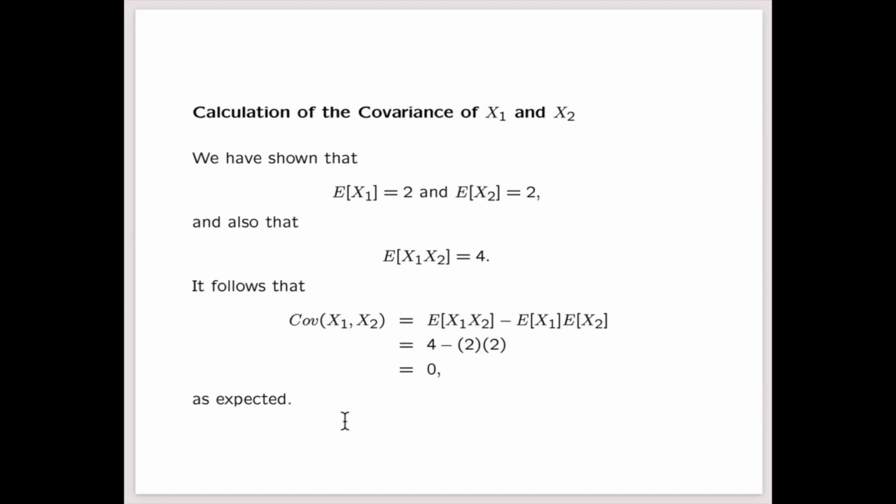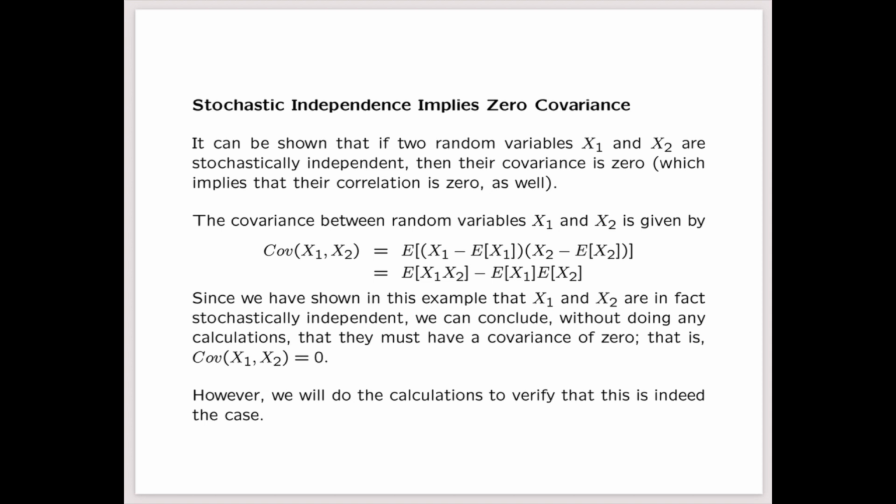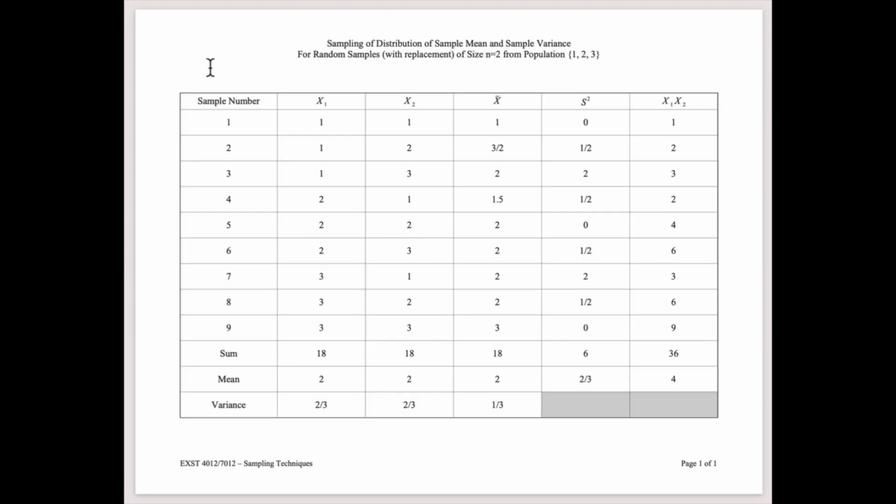Okay, so let's take a look at this. We saw that the expected value of x1 was 2, and the expected value of x2 was 2 as well. Now, where did we see this? Let me scroll back to a previous slide. And in fact, let me just insert it here. All right, so going from this slide, let's take a look again at this table that we filled out. Now, at the time we filled it out, we were focused on this column here. And so these are the possible values that X bar can take on.